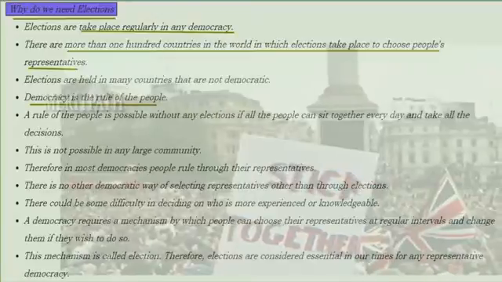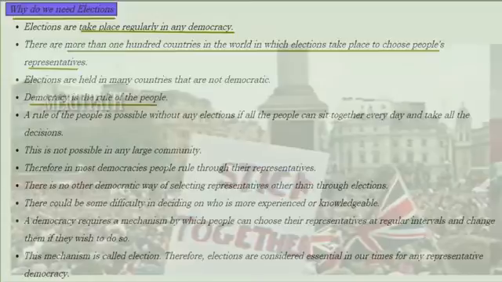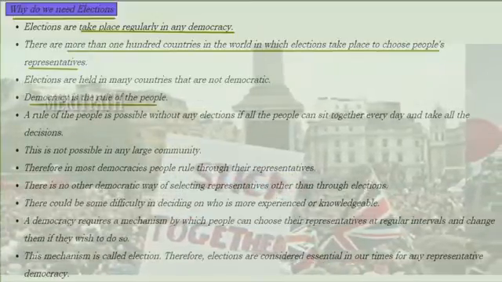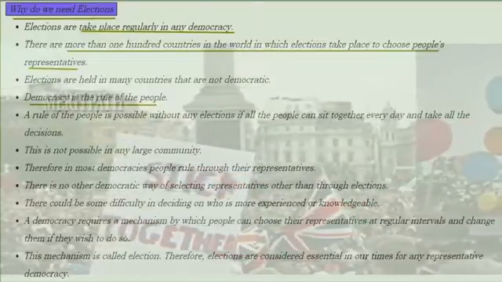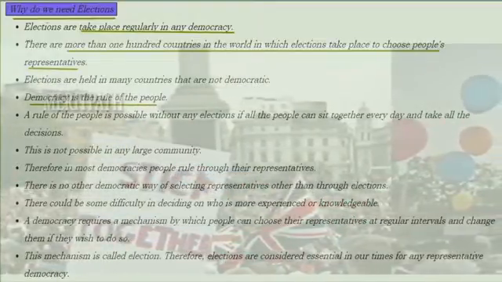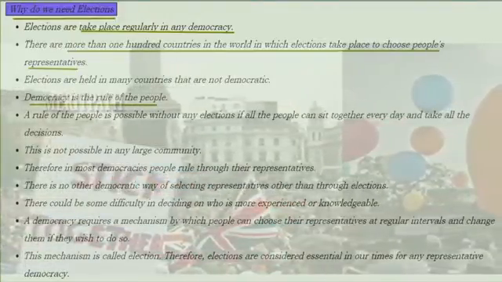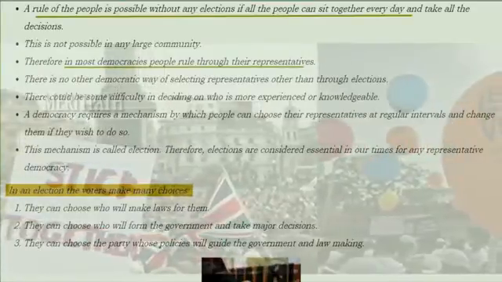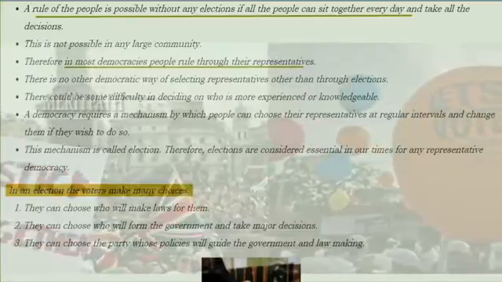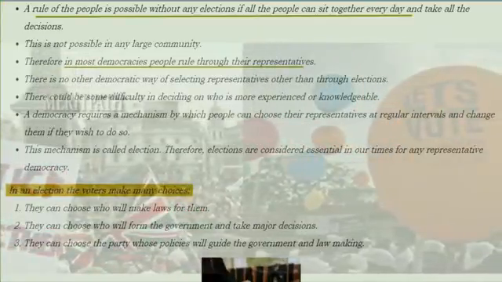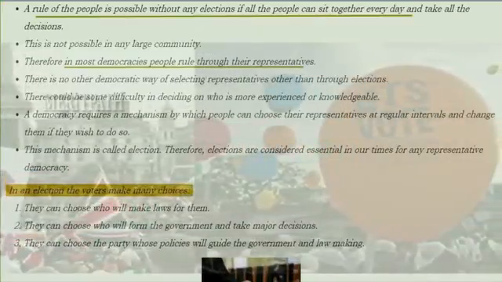Why do we need elections? Elections take place regularly in any democracy. There are more than 100 countries in the world in which elections take place. They choose their people's representatives. Elections are held in many countries, even in those which are not democratic. Democracy is the rule of the people. A rule of the people is possible without any elections if all the people can sit together every day and take all the decisions. This is not possible in large communities. Therefore, in a democracy, people rule through their representatives.